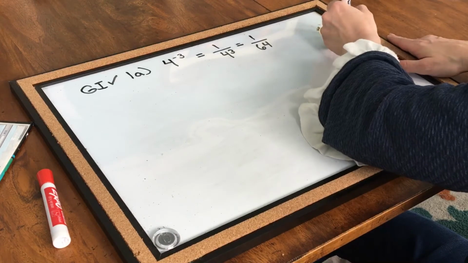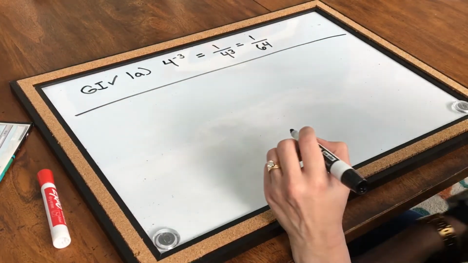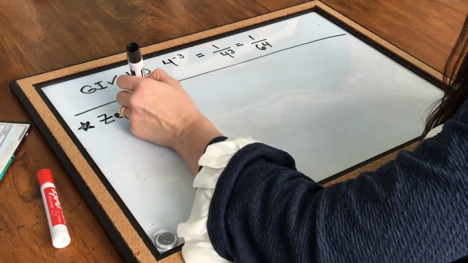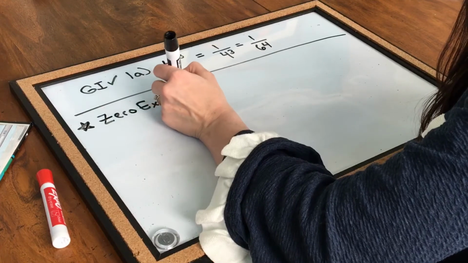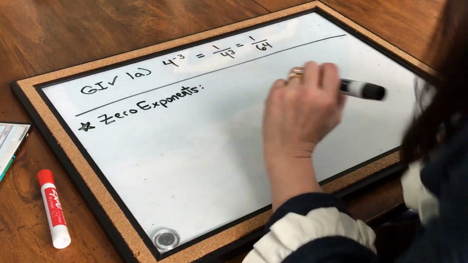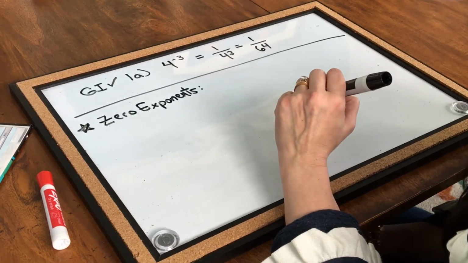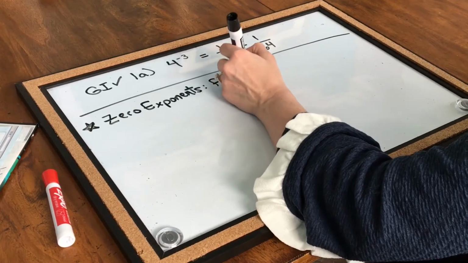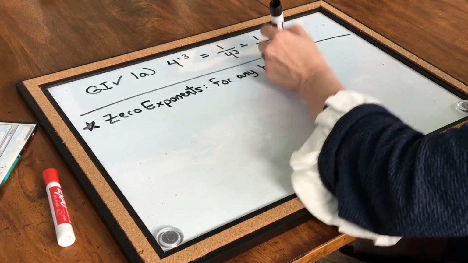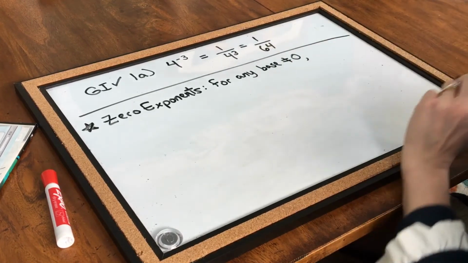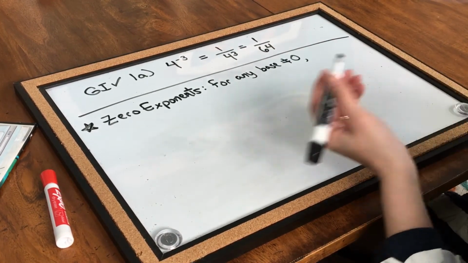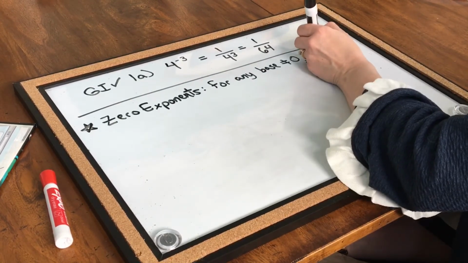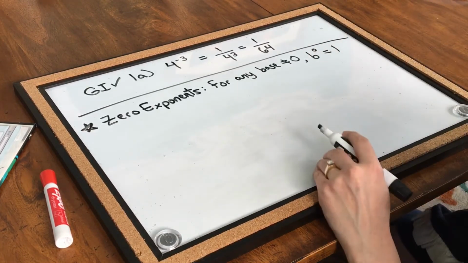All right, you ready to try the next part? So the last part of our assignments is 0 exponents. And this is also a definition. So what a 0 exponent means is that as long as the base is not 0, so for any base that is not equal to 0, a base raised to a 0 exponent is 1. So that base raised to a 0 exponent equals 1.